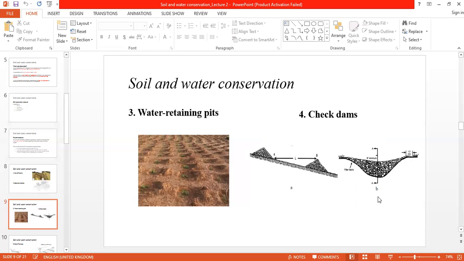For example, in Luswiti where we went, they use this practice as well, where they put stones in those gullies which the water makes. They put stones so that they block the water movement.